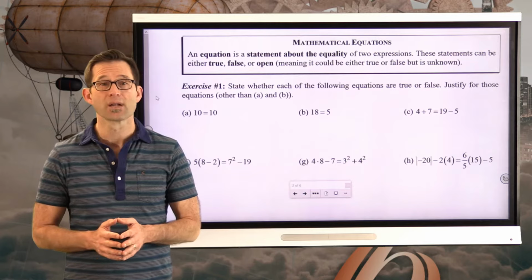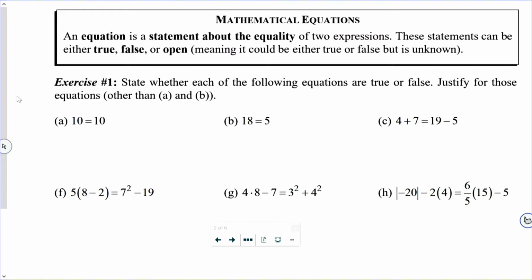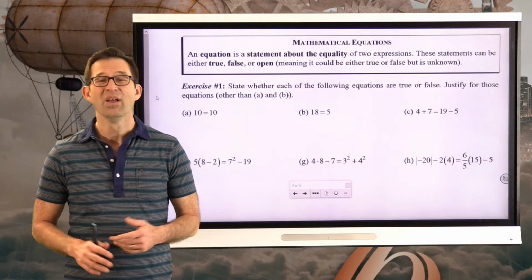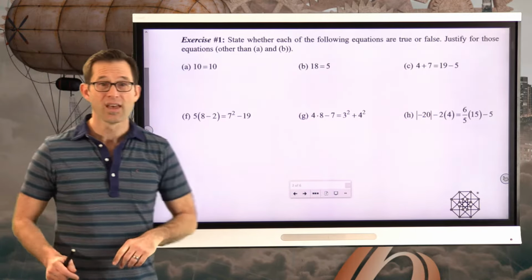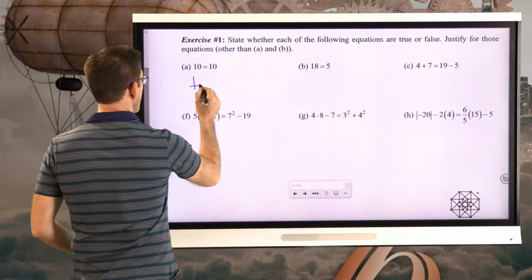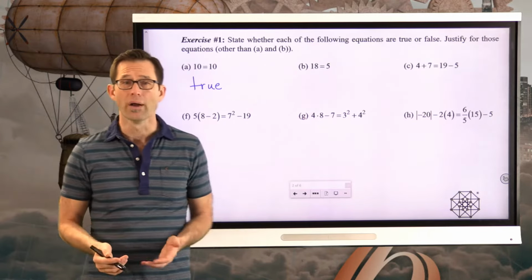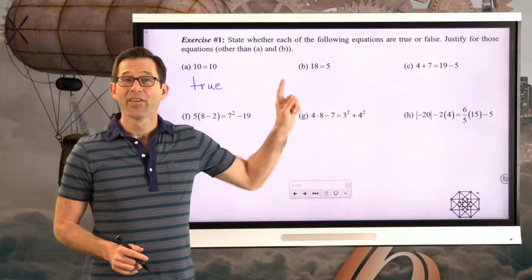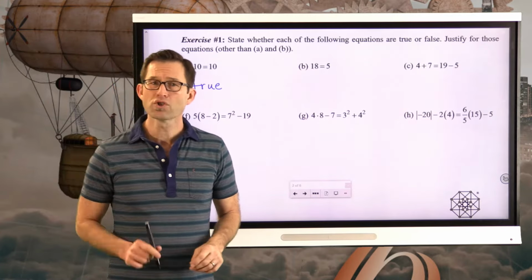So let's jump into Exercise 1, where we are going to look at this issue. State whether each of the following equations is true or false. Justify for those equations other than A and B. Obviously, we can look at equation A, 10 equals 10, and we can say without a doubt that it is true. There's no question that 10 is equal to 10. I didn't lie. On the other hand, letter B, 18 equals 5. Pretty sure, even on its best day, 5 doesn't equal 18.